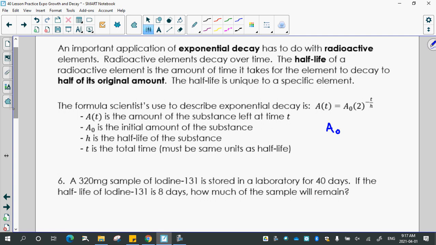h is the half-life of the substance in the exponent. t is the total time, and it must be the same units as half-life. So these two have to have the same units. And if not, you have to convert.